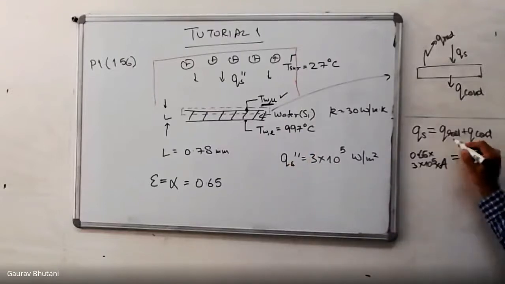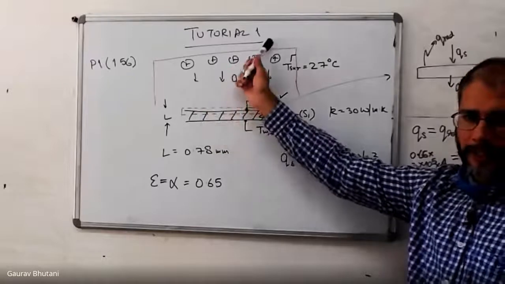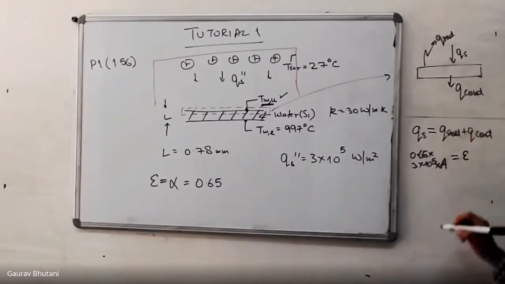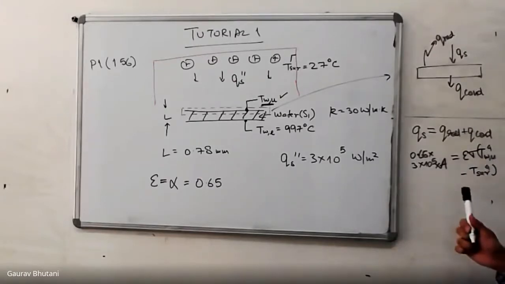And then Q radiation. Q radiation is the net energy that's emitted minus the energy that's absorbed from the surroundings. Again, remember the first lecture. Q radiation is the emissivity, epsilon, times the Stefan-Boltzmann constant, times T upper to the power 4 minus T surrounding to the power 4. I guess you can see whatever I'm writing. If not, then please let me know.